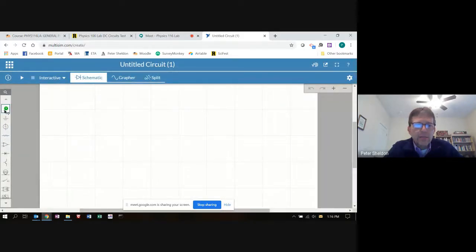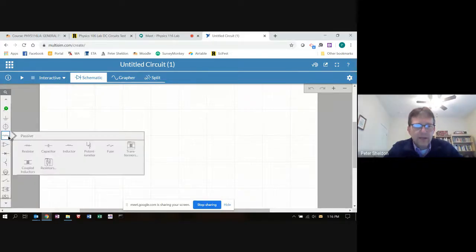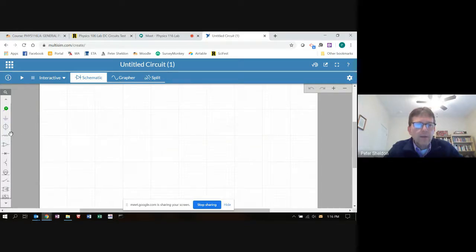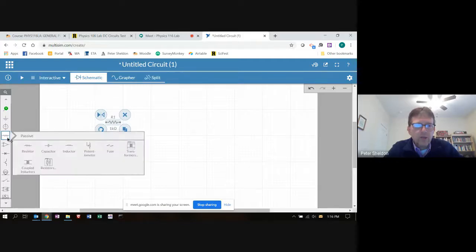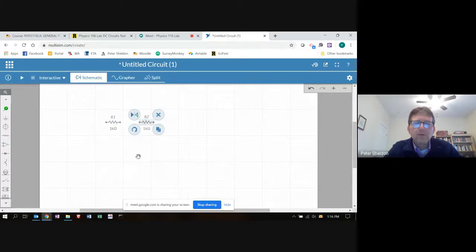These are all your circuit elements. And there are more because if I take this resistor and single click on it, I can get a resistor, a capacitor, etc. Okay. So I'm going to go ahead and drag a resistor to the graph paper. I'm going to drag a second resistor to the graph paper. And again, I'm doing this quickly because it's in the video.